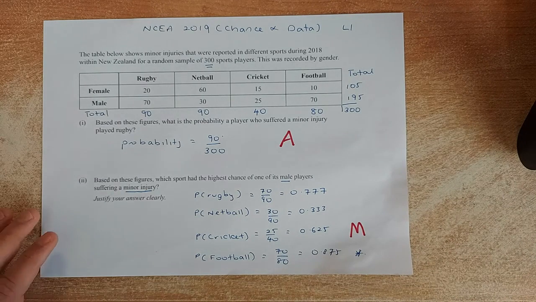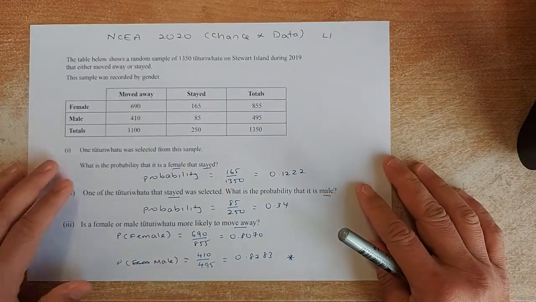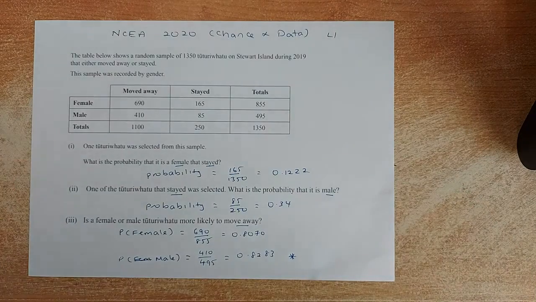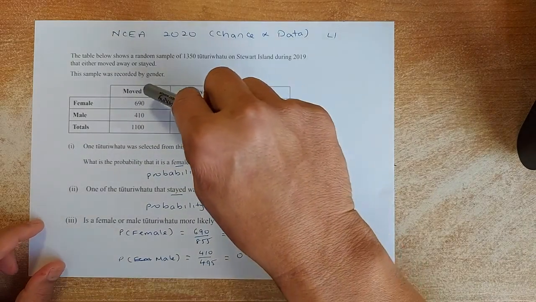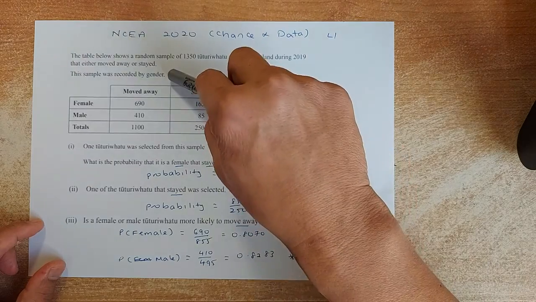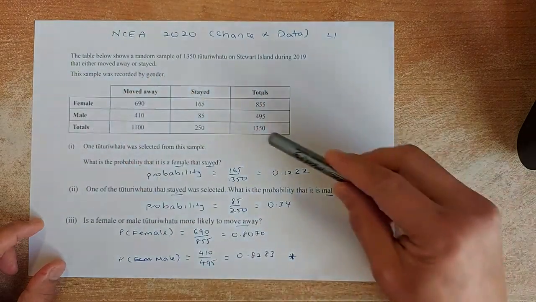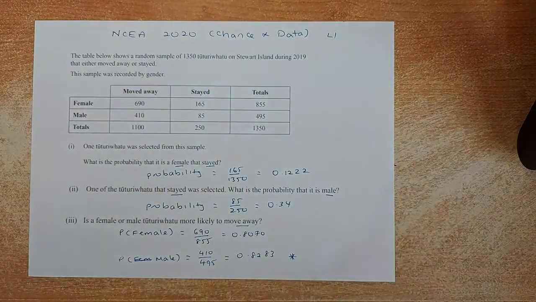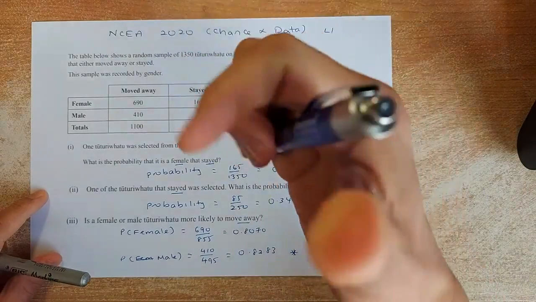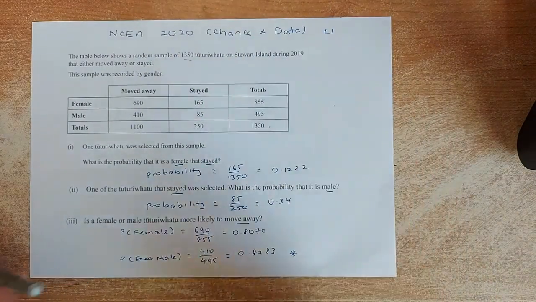Okay, so we shall do the following year, the 2020 exam, which was last year's exam. And let's go. We read the question again. The table shows a random sample of 1,350 birds on Stewart Island during 2019 that either moved away or stayed. They are recorded by gender, female and male. So the total here, 1350, is the total number of birds.